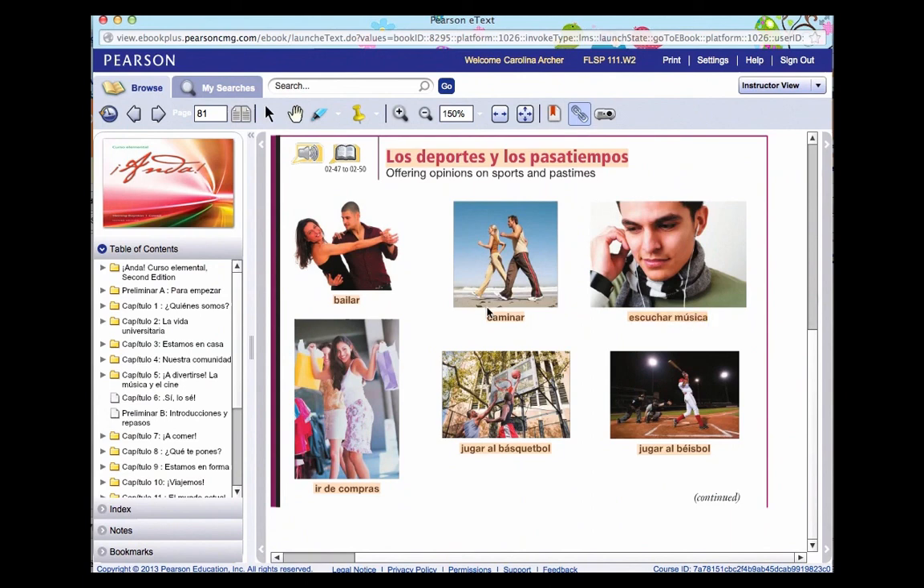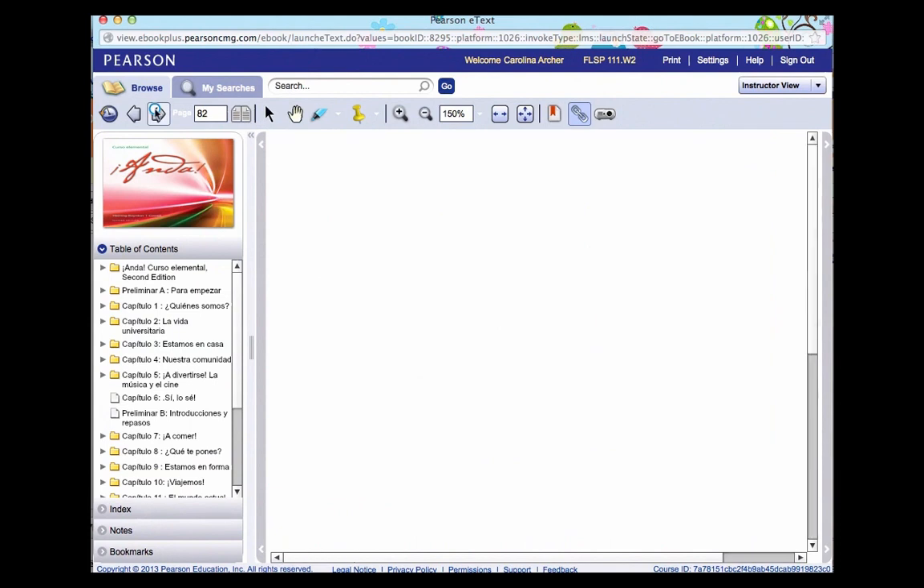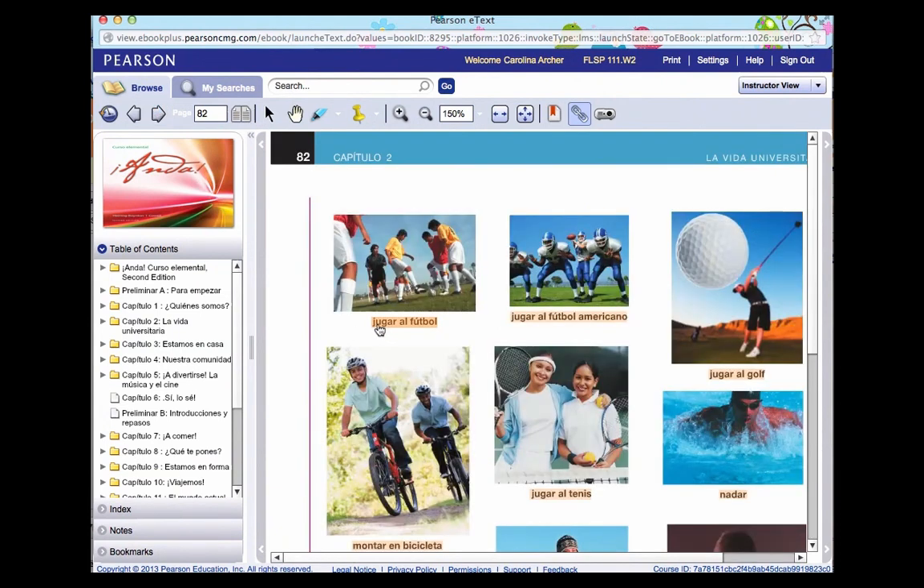And remember, in your ebook you can click on the highlighted words and you can hear how these words are pronounced. Ir de compras, to go shopping. Jugar al básquetbol, play basketball. Jugar al béisbol. Okay, jugar. And then we have more on the next page, página 82. Jugar al fútbol. Jugar al fútbol americano. Okay, fútbol americano is football, and fútbol is soccer.